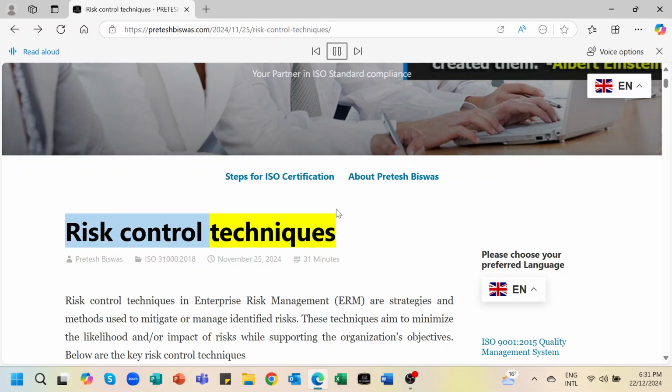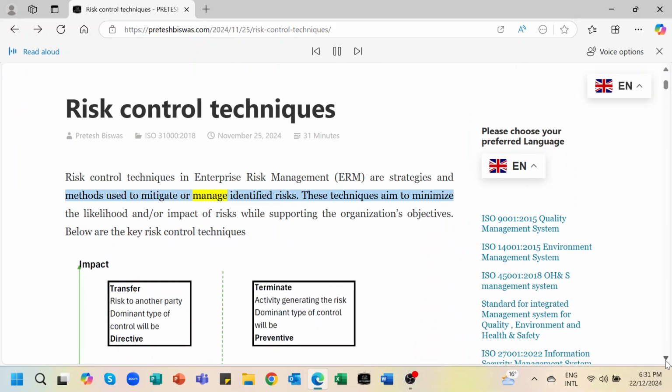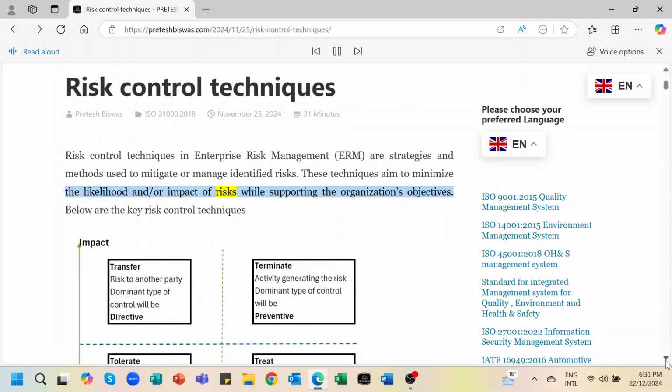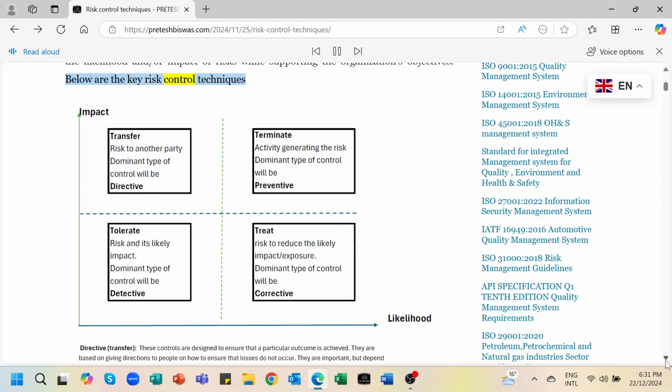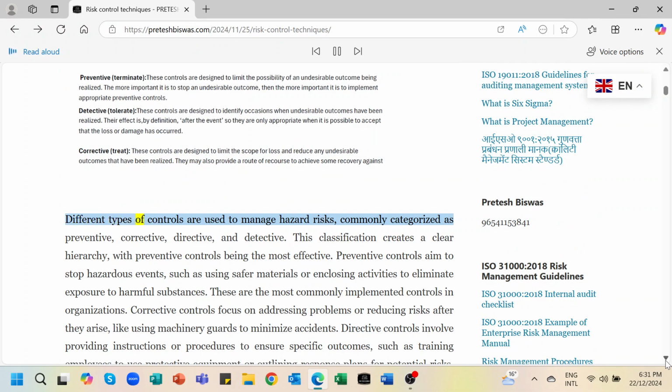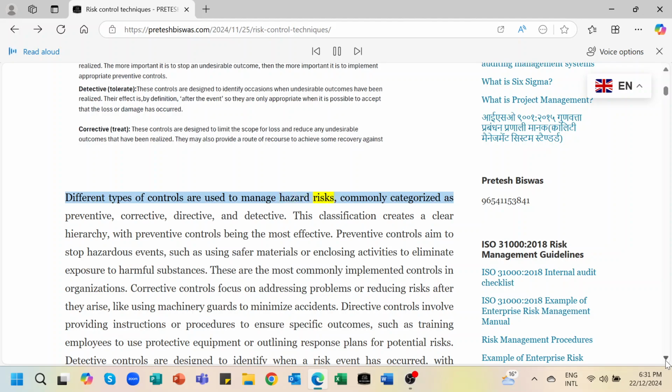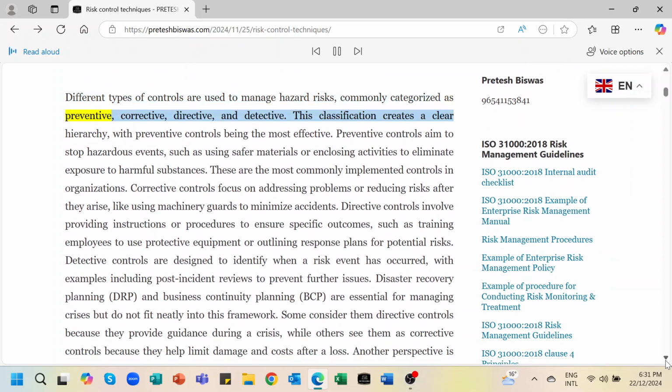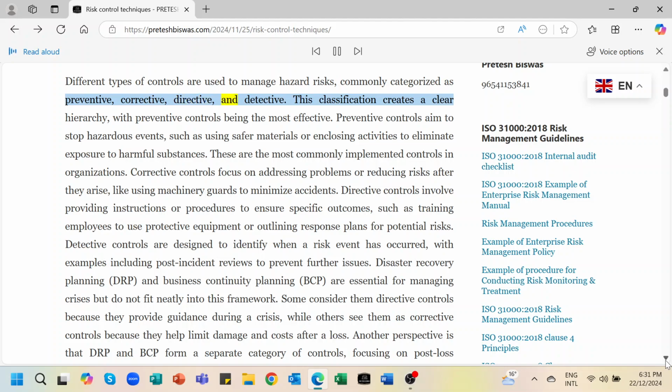Risk control techniques. Risk control techniques in enterprise risk management, ERM, are strategies and methods used to mitigate or manage identified risks. These techniques aim to minimize the likelihood and/or impact of risks while supporting the organization's objectives. Below are the key risk control techniques. Different types of controls are used to manage hazard risks, commonly categorized as preventive, corrective, directive, and detective.